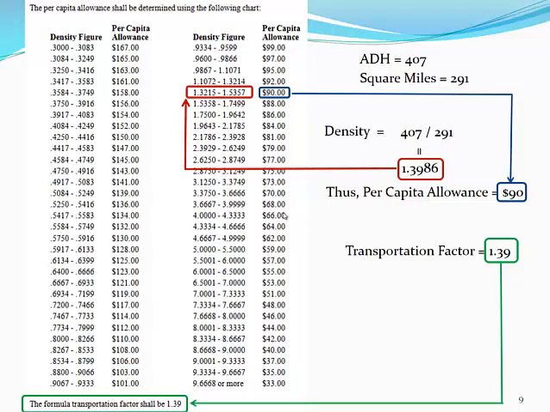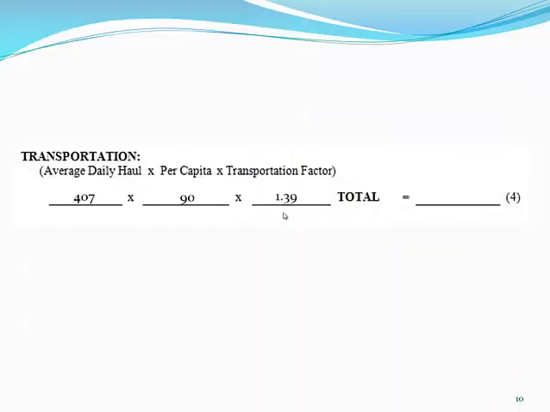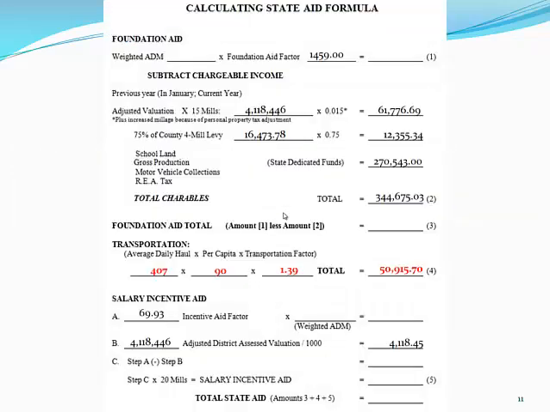So let's take these numbers that we just found, 1.3986, $90 for our allowance, and the transportation factor, and put them in our chart. So our average daily haul of 407 students times our per capita allowance of $90 times our transportation factor of 1.39 equals $50,915.70. That's what the district will receive from transportation. And so we're going to insert that into our formula.